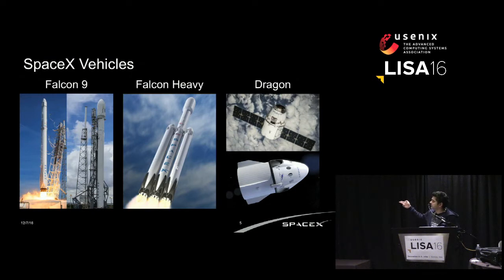And then we've got basically 2 variants of Dragon right now. The first one is Dragon 1, which does cargo missions to the International Space Station. And then Dragon 2, which is coming later, its first missions will be for crewed flight to deliver crews to the ISS. We'll also use that platform for cargo missions in the future.